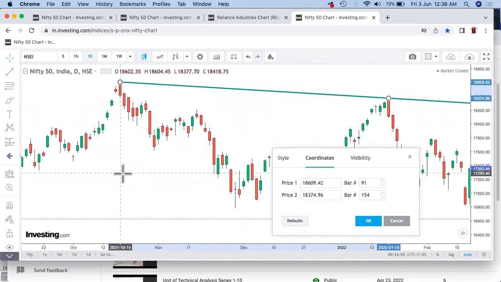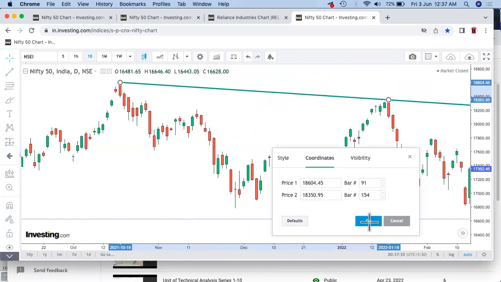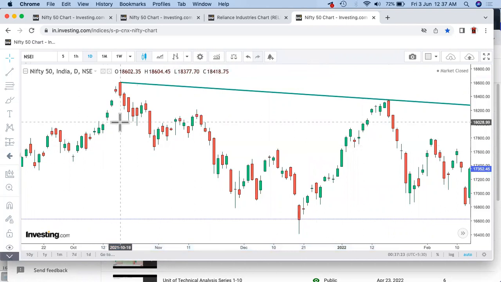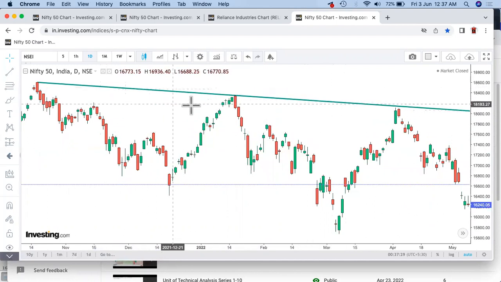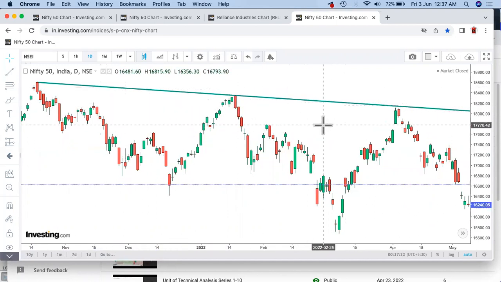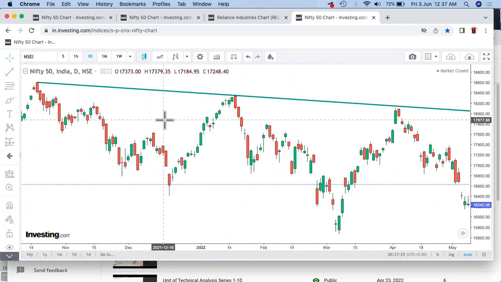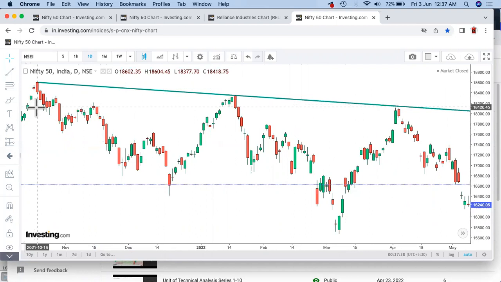For example, this high is 18604.45. So this is 18604.45, and this is 7350.95, right? So if I join these 2 points, the higher side, I get a trend line, right? So this is how you draw a trend line for downtrend, right? Considering lower high and lower low.